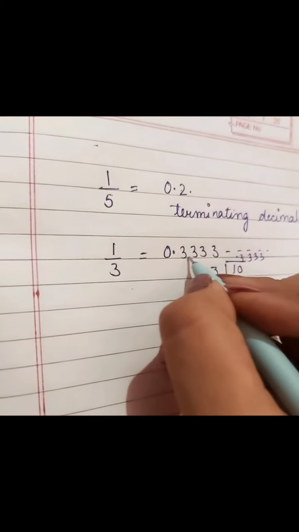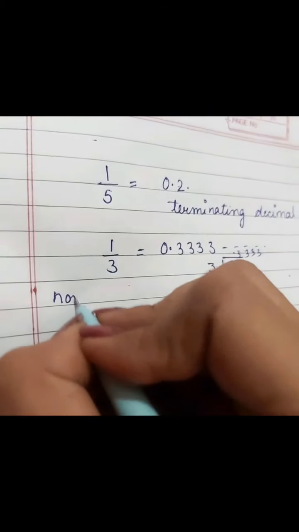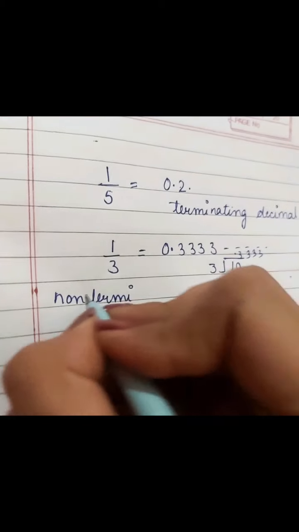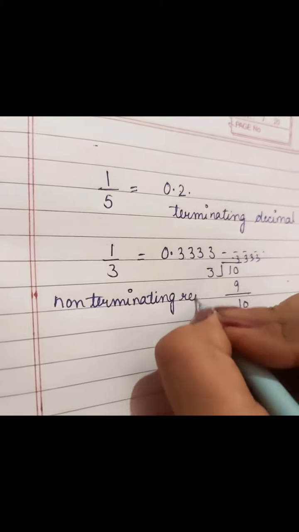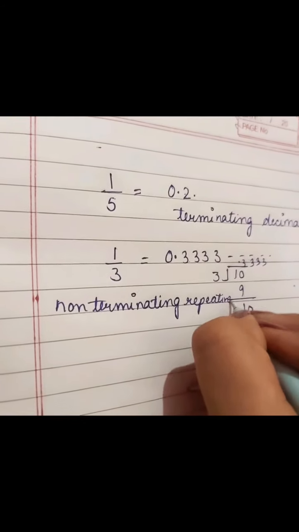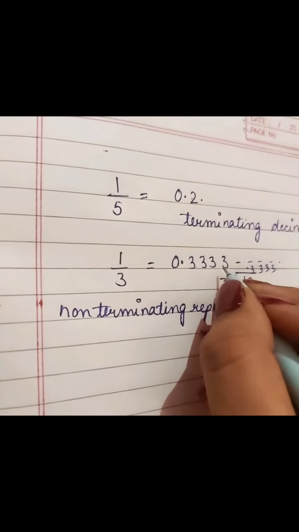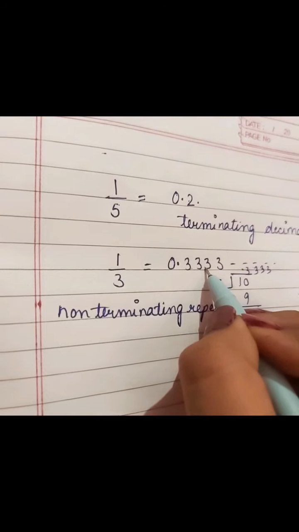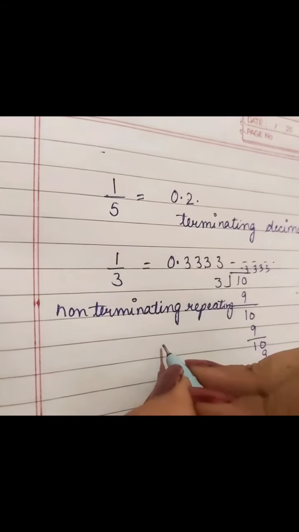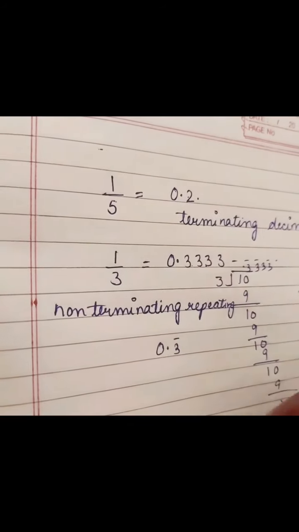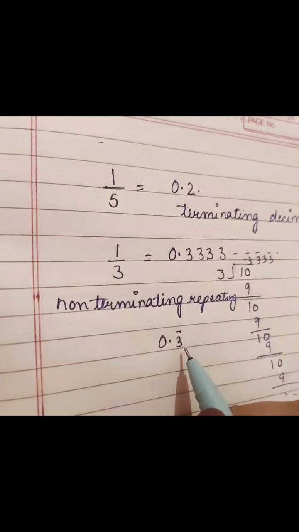This type of decimal is called non-terminating. Non-terminating means non-ending. Non-terminating, repeating. Repeating means this 3 is repeating. So this kind of decimal is called non-terminating repeating. So we can write 0.3333 as 0.3 bar. Bar means 3 is repeating.